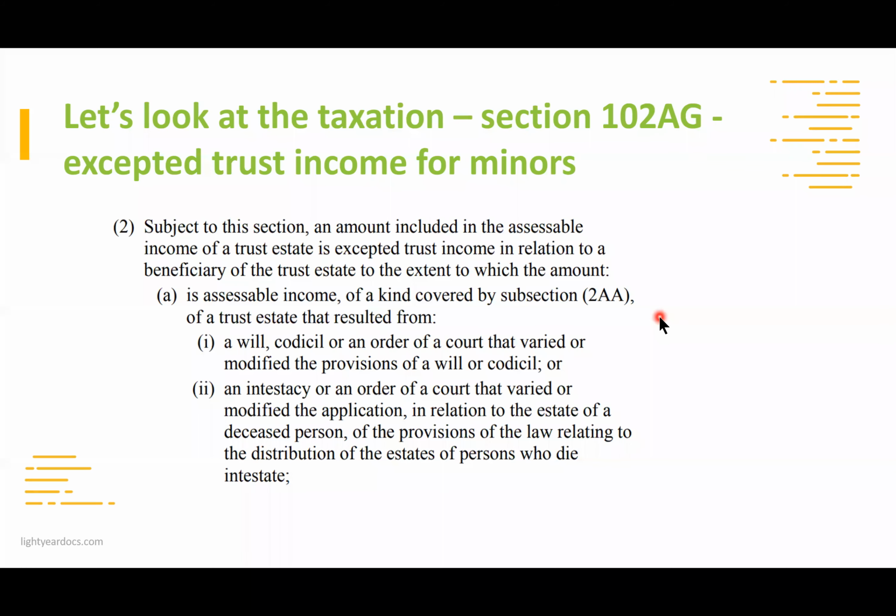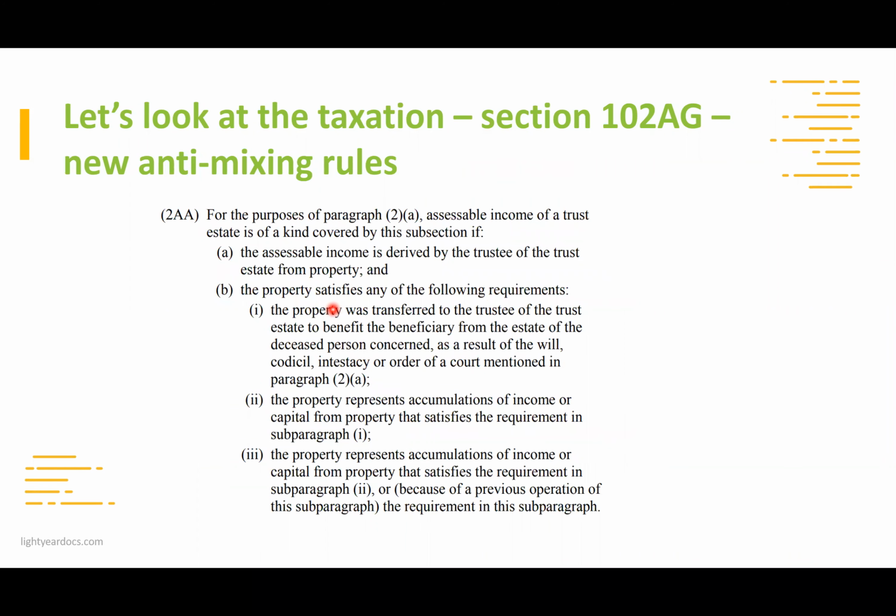Does that make sense? So let me go through it a different way. Out of the will, there springs a trust estate to which there is a beneficiary, which may include a child beneficiary. And if it falls within section 2AA, the assessable income is then accepted trust income and is taxed at marginal rates. So I brought in 2AA for you. I would say that 99% of suburban lawyers wouldn't even know what this is. And certainly it's brand new, only around 3 months old.